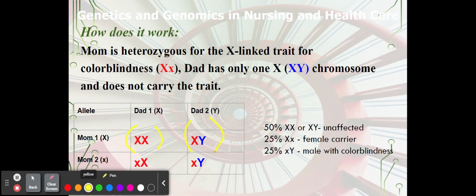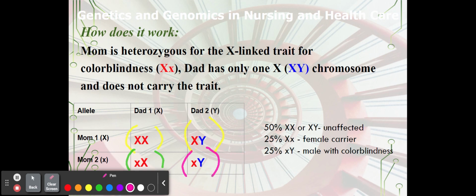Now, mom gives her daughter the little x, big X. She is a carrier. She carries the trait for color blindness, but because the dominant trait with color vision is expressing itself in her phenotype, she does not have color blindness. She can pass it on to her children. Now, when dad contributes a Y chromosome and mom has the color blindness gene, we have color blindness. And so it's worked out for you over here.